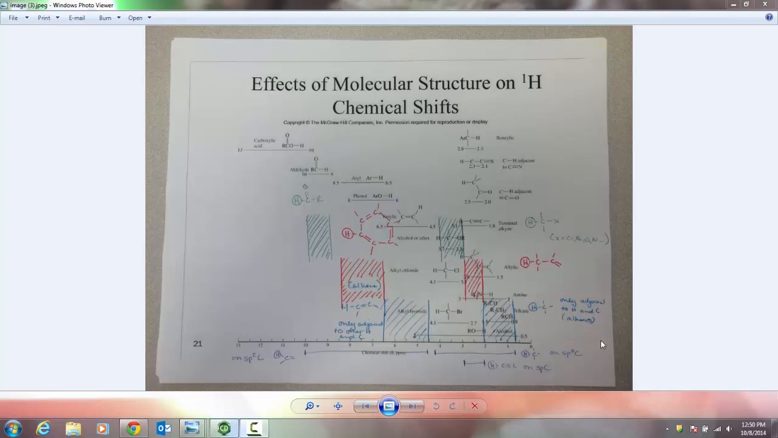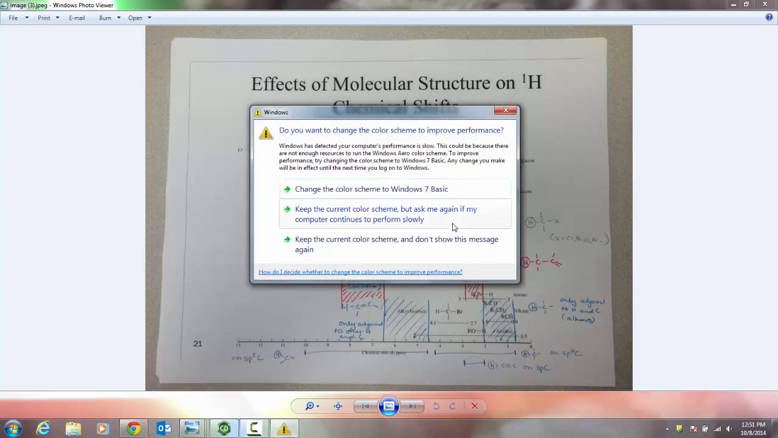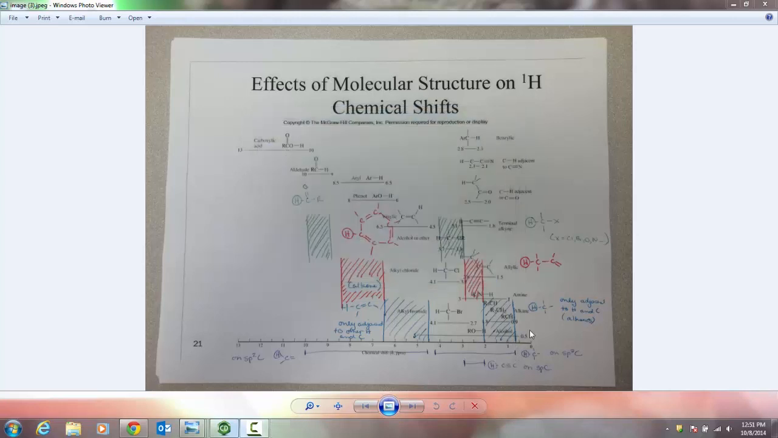You need to be aware of the hybridization of the carbon that the proton is attached to. If the proton is on an sp3 hybridized carbon, the chemical shift will be something just less than 1 to something greater than 4. And it will be in this region right in here. Now there are 3 regions in this region. We'll talk about that. If the proton is on an sp2 hybridized carbon, the proton usually shows up somewhere between 4.5 to about 10 parts per million.